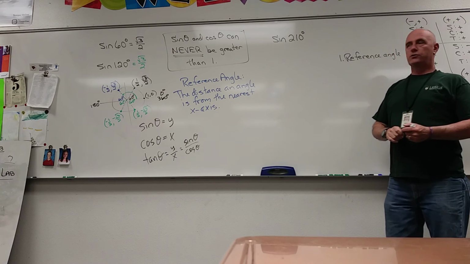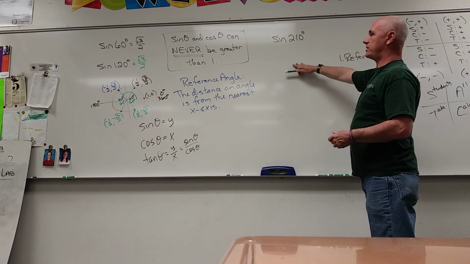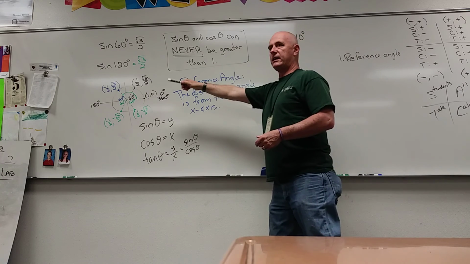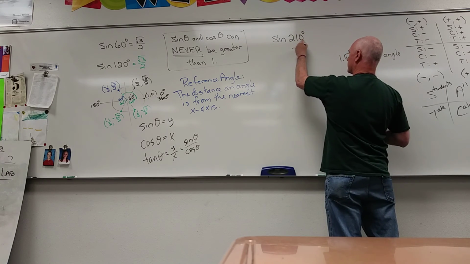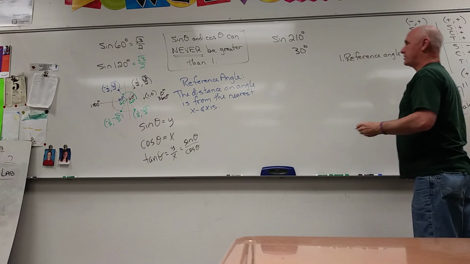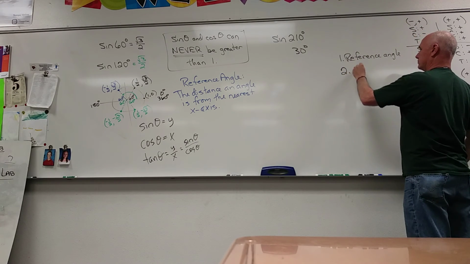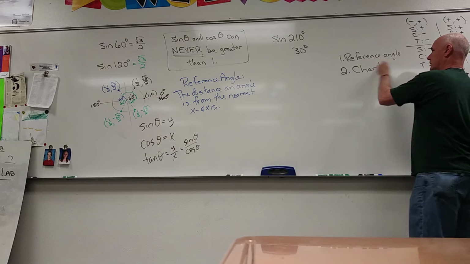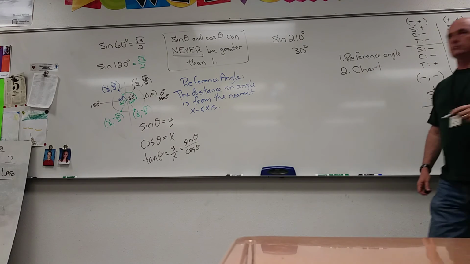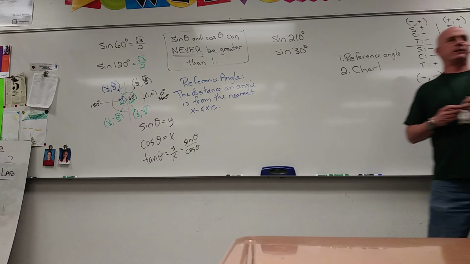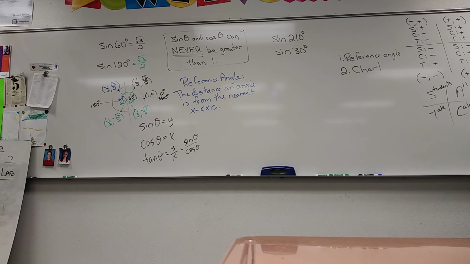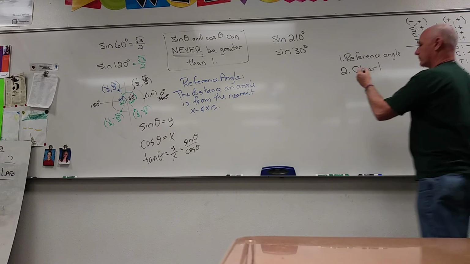Okay? So the distance to the nearest x-axis. We're going to 180. That's the closest thing. That is 30 degrees away. Step 2. Use the chart. Okay? We're going to use the chart to find the sine of 30 degrees. 1/2. The sine of 30 degrees is 1/2. That is step 2.